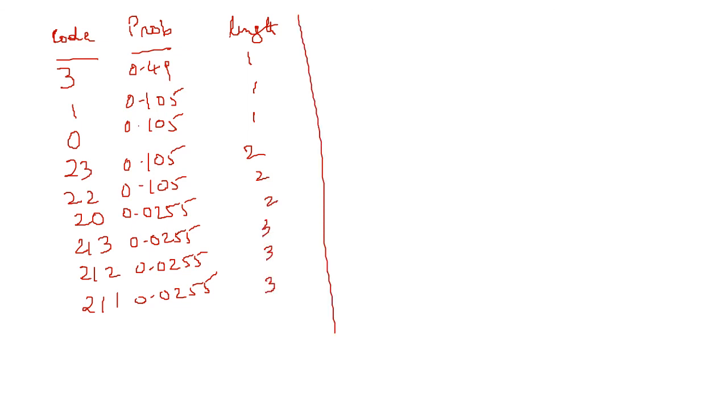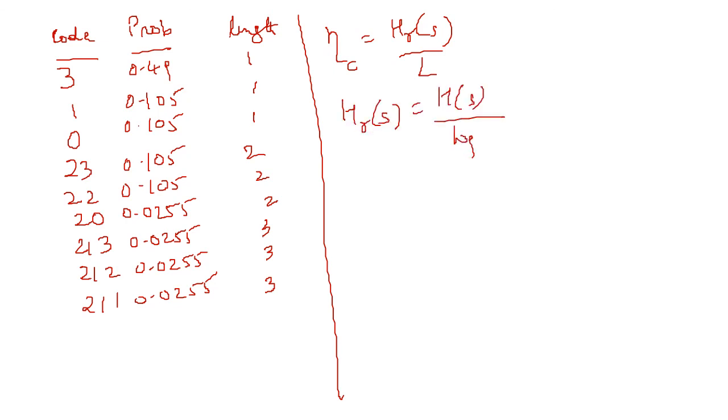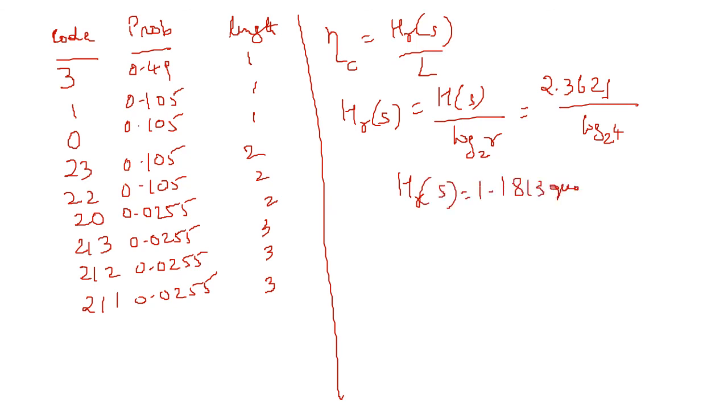Now we'll find the code efficiency. The code efficiency is given as eta c is equal to HR of S divided by L, and HR of S is nothing but H of S divided by log to the base 2 of R, and R is equal to 4. So H of S is 2.3626 divided by log to the base 2 of 4. So you are going to get HR of S as 1.1813 quaternary per symbol. This is the unit for quaternary codes.